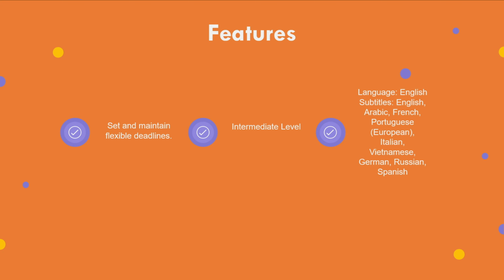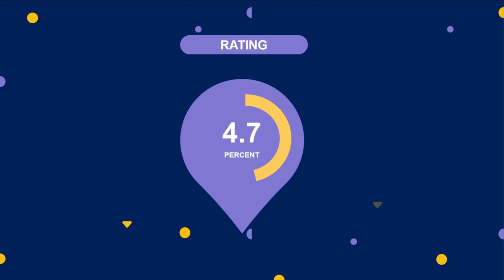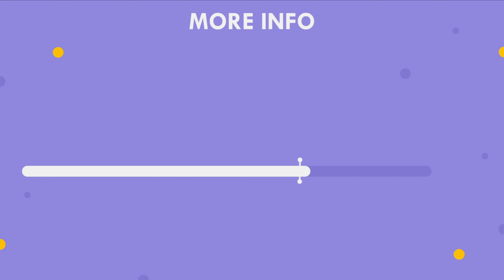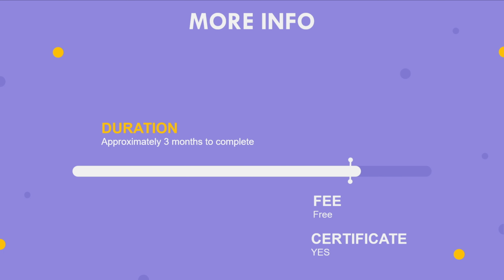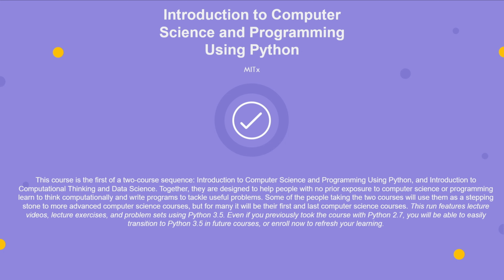This course comes in English and you will also get subtitles in English, Arabic, French, Portuguese, European, Italian, Vietnamese, German, Russian, and Spanish. The rating of this course is 4.7 and it will take approximately 3 months to complete the course. Introduction to Computer Science and Programming using Python.